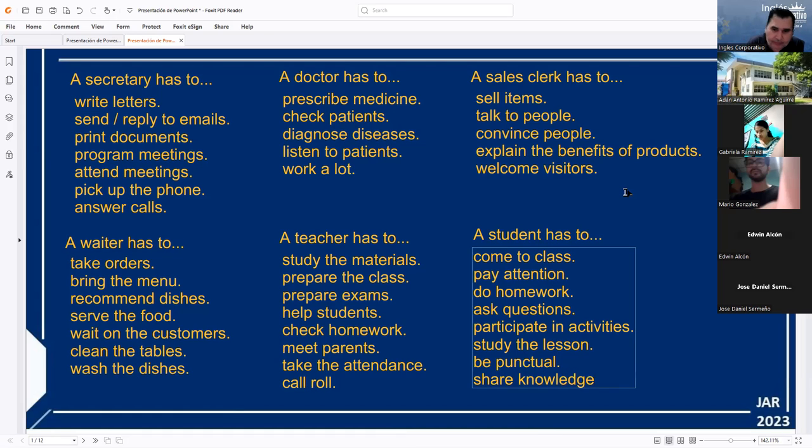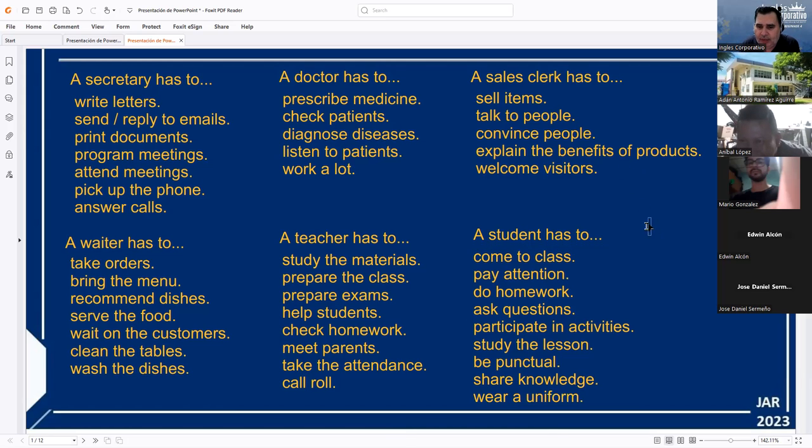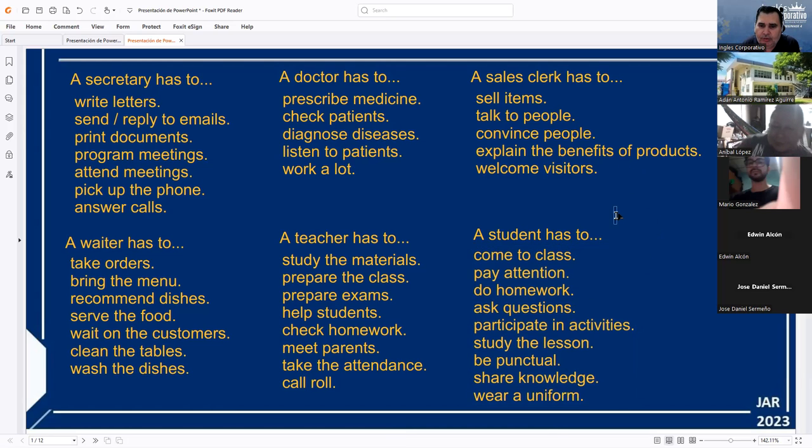Sorry. The last one, would you please repeat? Complete the unit. Wear a uniform. Yes, wear a uniform. Excellent. Some of the things that a student has to do.